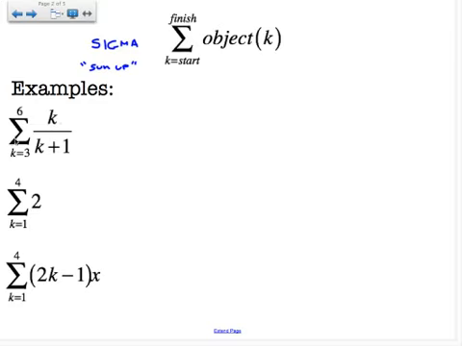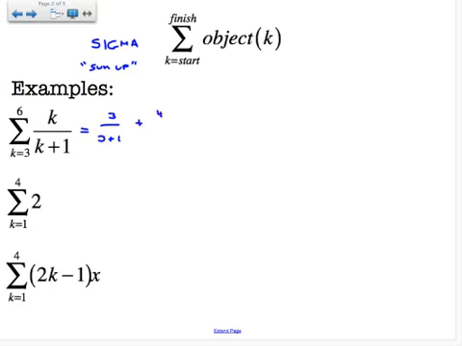Okay, here's an example with k over k plus 1 as my object that contains the parameter k. And the parameter doesn't have to be k, it can be any letter. So this says start your parameter at 3. So the first time around, this expression is going to have a value of 3 over 3 plus 1. Then we say add, and then the parameter value will increase by 1 each time.